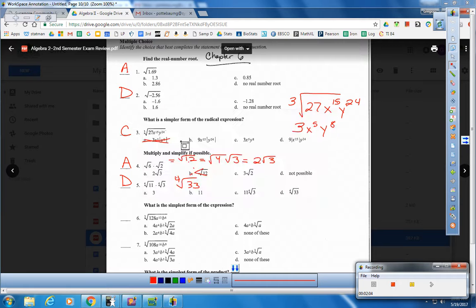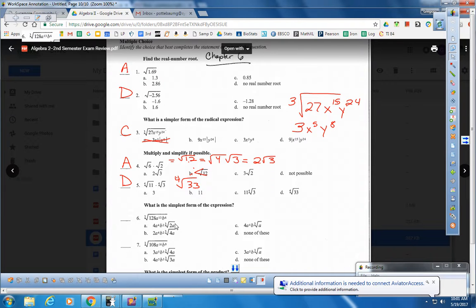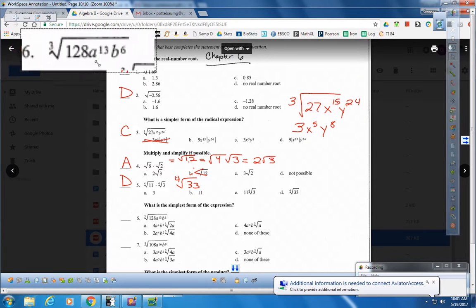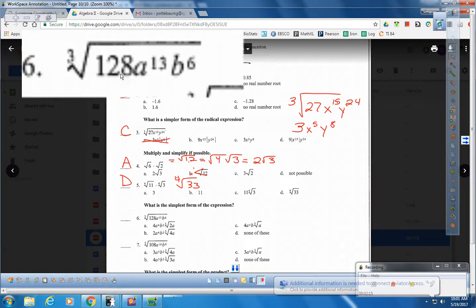For number 6 we're going to have to start looking at a little bit bigger screen here. And this is where it gets a little bit more complicated. So I'm going to bring 6 out to the next page. Of course, it doesn't always work as easily as we want it to. Let's just make it a little bit bigger. There we go. The cubed root of 128, a to the 13th, b to the 6th.